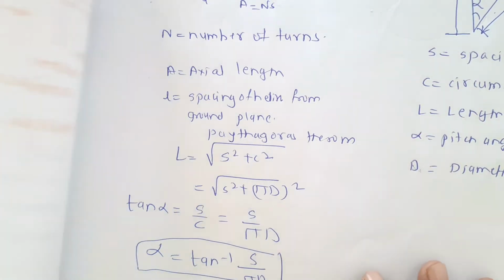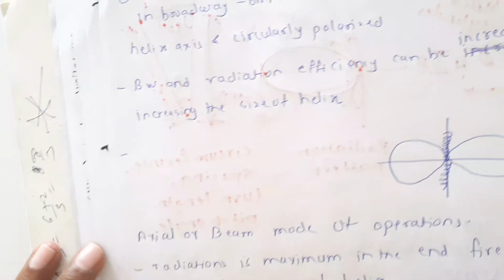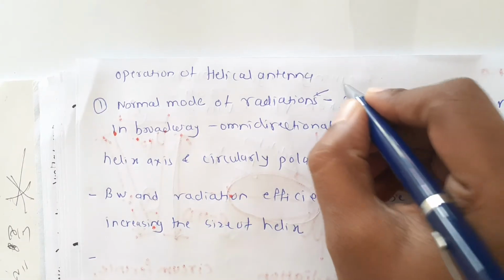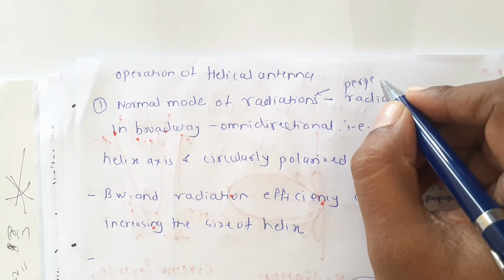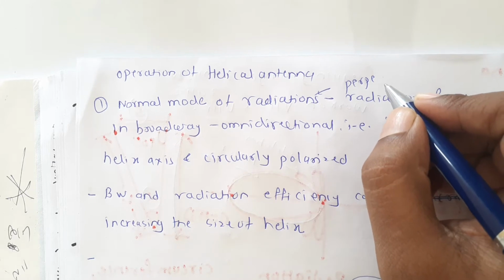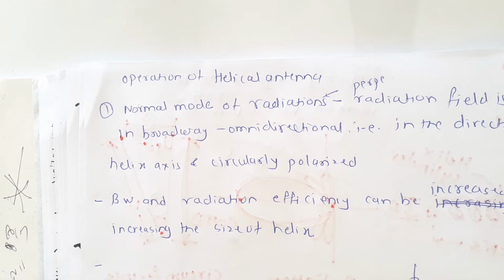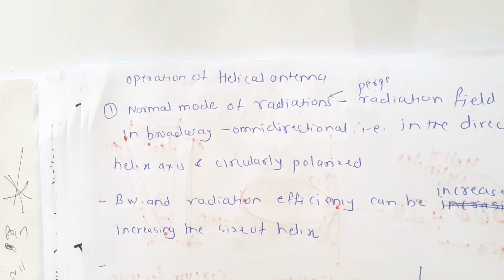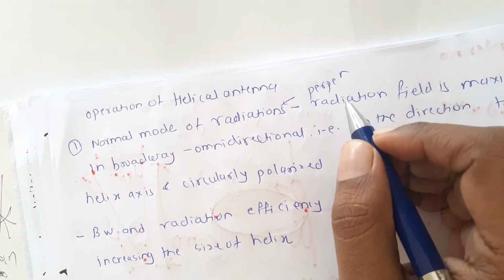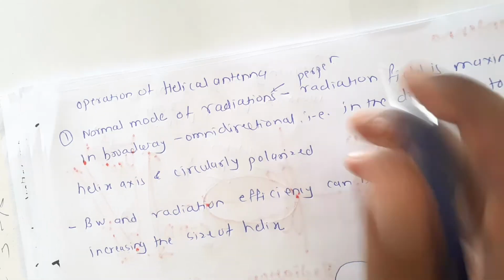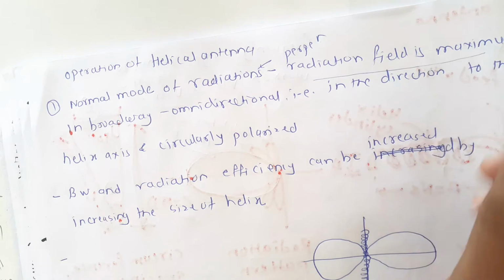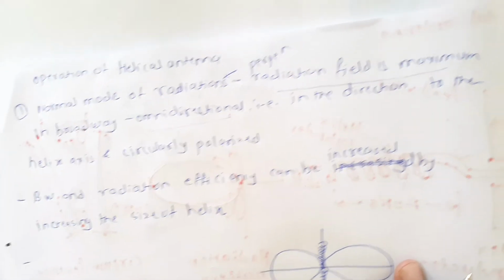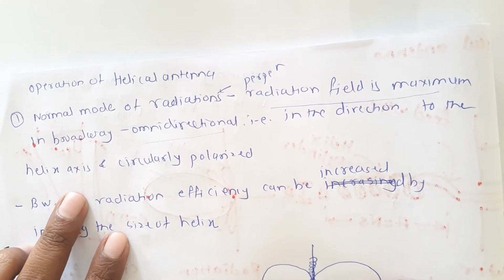Afterwards we will see the operation of the helical antenna. Basically a helical antenna works in two modes: the normal mode of radiation, which we also call the perpendicular mode of operation. In the normal mode of radiation, the radiation field is maximum broadside, that is omnidirectional, perpendicular to the helix axis, and circularly polarized.